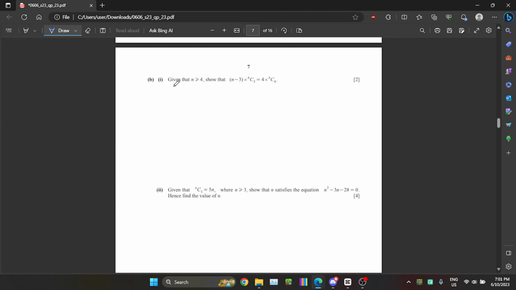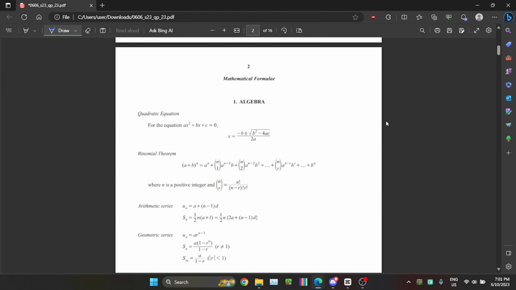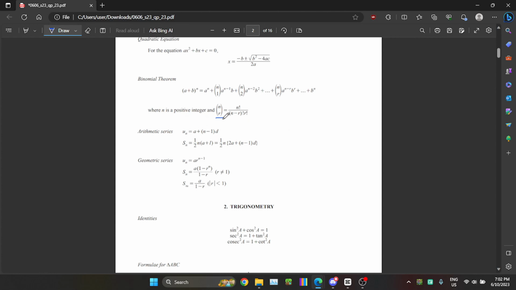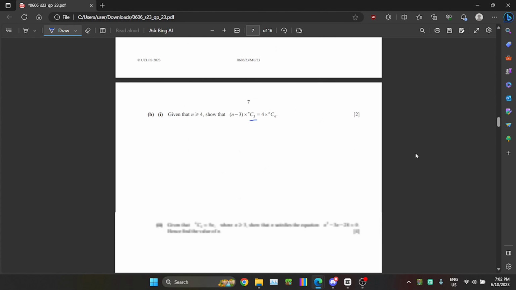Moving on. Given that n is greater than 4, show that this is this. Okay, now this is a fun one. So this, we need to convert it into a calculatable form. A very fancy word. If you go all the way to the top here, on the sheet it gives you all the answers for some reason. This right here actually means nCr, which is what we see. This can be written in this form here. Let's go back to that question.